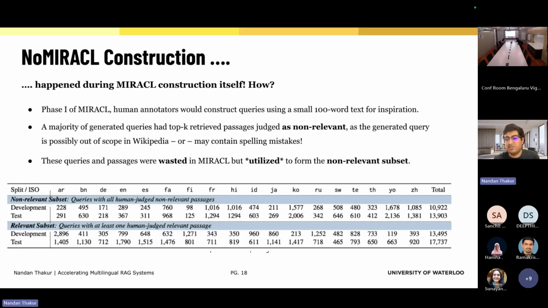So these are some stats. If you're interested, you can look into the paper. Overall, we have almost about 40 to 50K total pairs for evaluation.